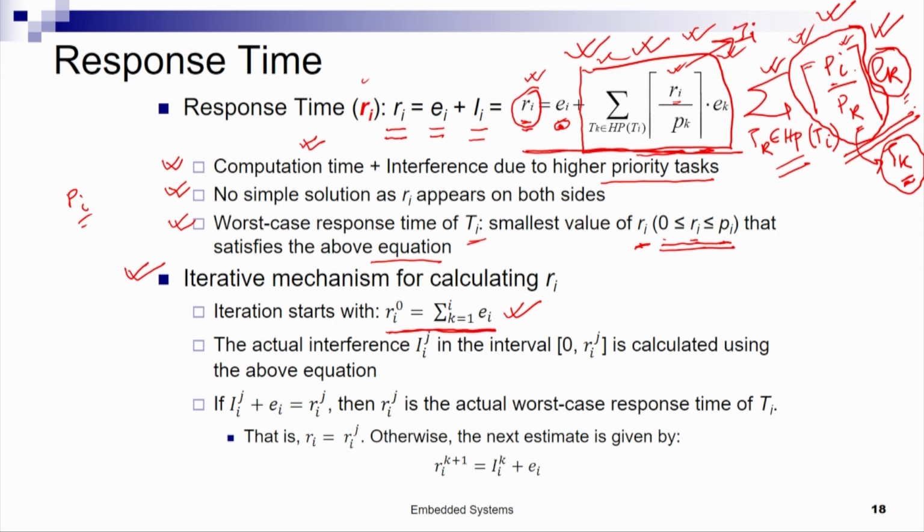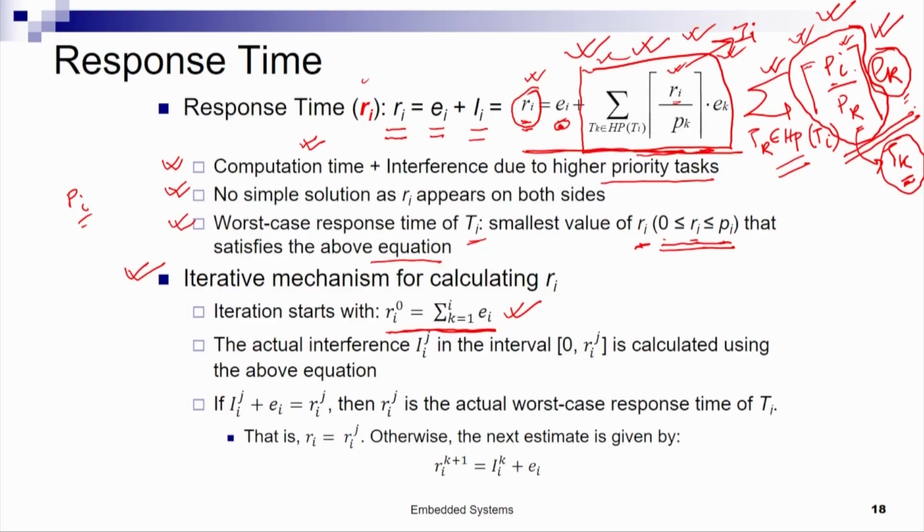And what do we start with? At least all the higher priority tasks will execute at least once, and the task itself has to execute once. So, the response time by which the output will be produced, when will the output be produced? I have to allow at least one execution. It will possibly be more than that, but at least one execution will always be there of all the higher priority tasks, and the task itself also must execute. So, we will start first with the response time estimate as the summation for k equals 1 to i of E_k.